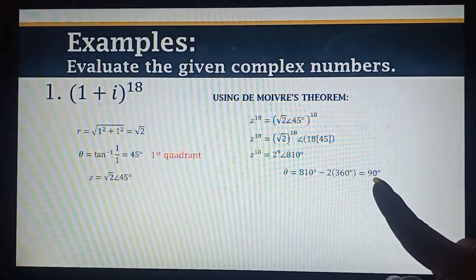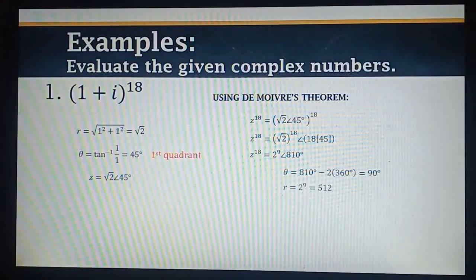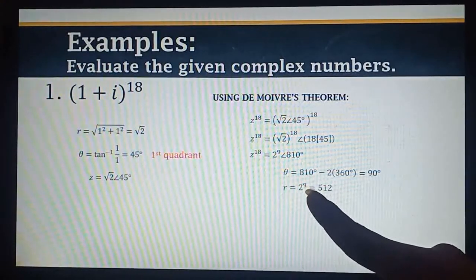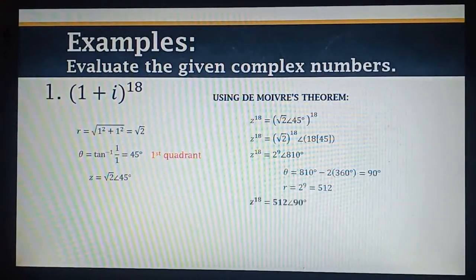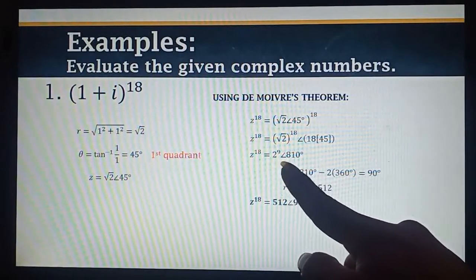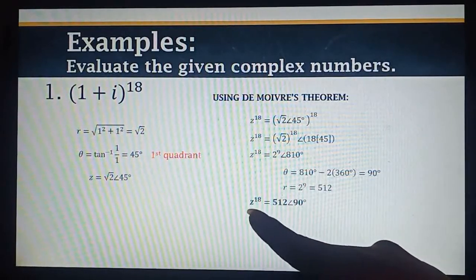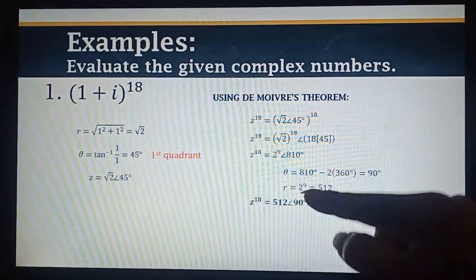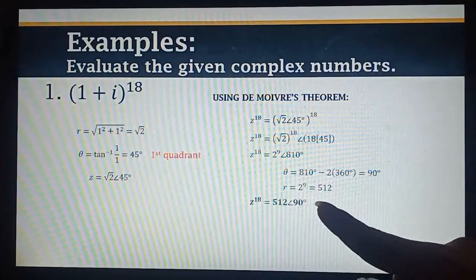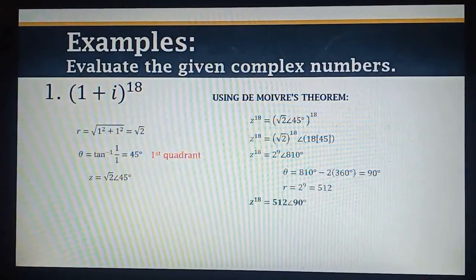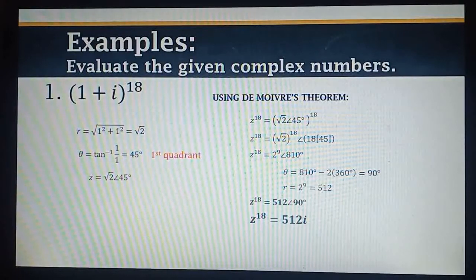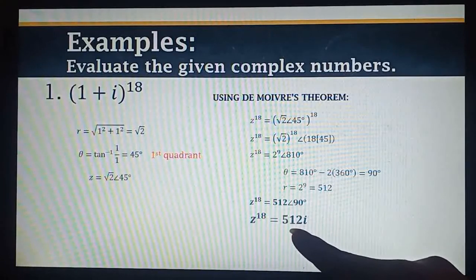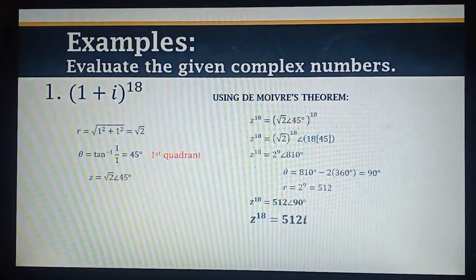So that's positive. Therefore, our r, which is 2 raised to 9, is equivalent to 512. So instead of using 2 raised to 9 at angle 810 degrees, z raised to 18 is equal to 512 at angle 90 degrees. That is in polar form. But the rectangular form of 512 at angle 90 degrees is equivalent to 512i.